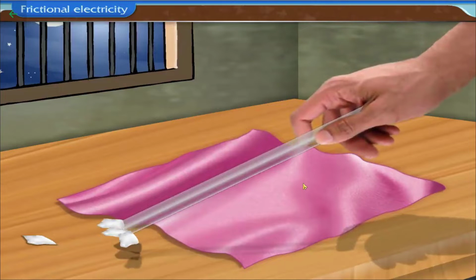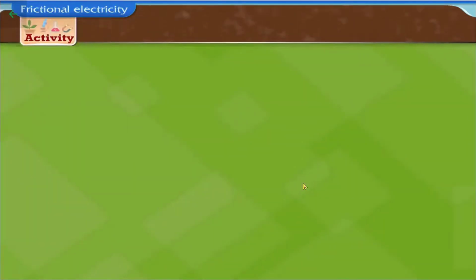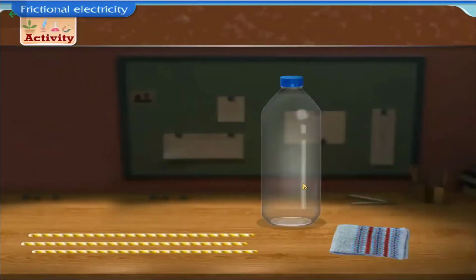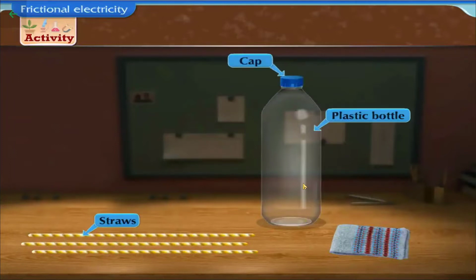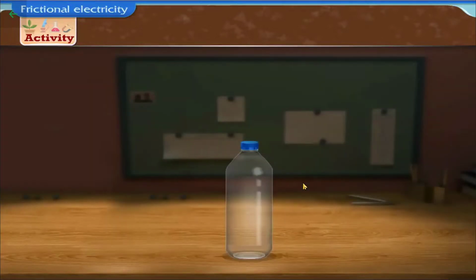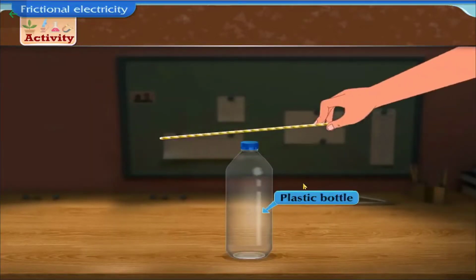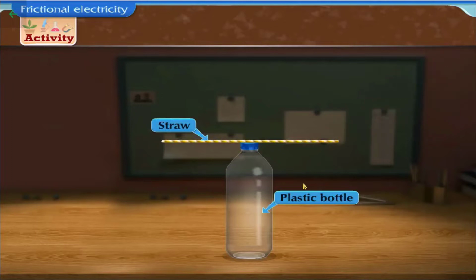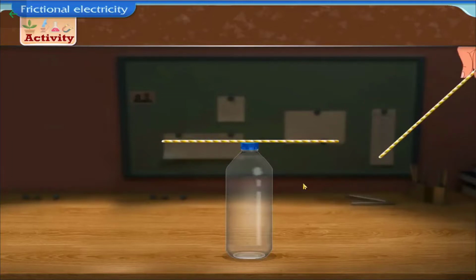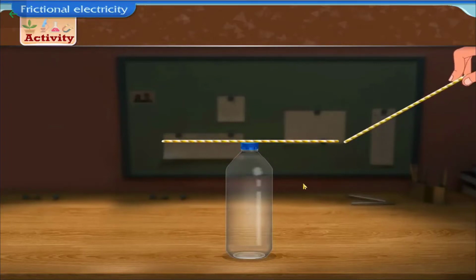Let us perform an activity to understand the properties of electrical charges. Activity. Let us first take a few straws, a plastic bottle with cap, and a woolen cloth. Let us now take a plastic bottle and place a straw on its cap. Now take another straw and bring its one end near the end of the straw placed on the cap of the bottle.